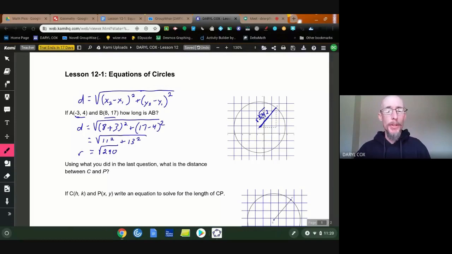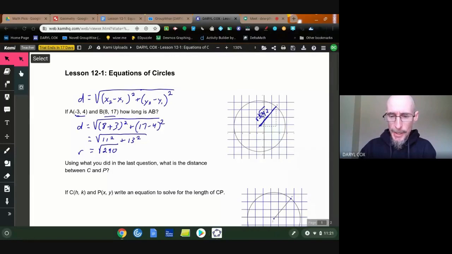So a very simple thing, using that distance formula to calculate the radius. Because remember, there are a couple ways to define radius. You can define it as a segment from the center of a circle to a point on the circle, but you could also define radius as the length of a radius. So it's a weird way we can use the same word to say two different things.